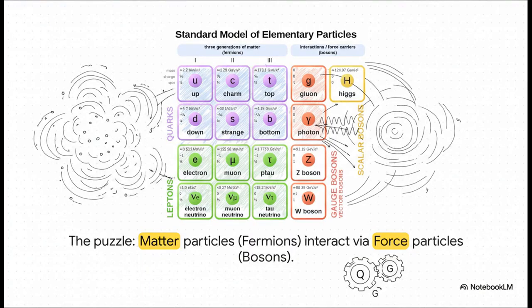And we're back to our map. But it should make a lot more sense now, right? You can see it all laid out. The matter particles, the fermions, on the left, and the force-carrying bosons on the right that tell them how to behave. It's a stunningly complete and just elegant picture of reality.